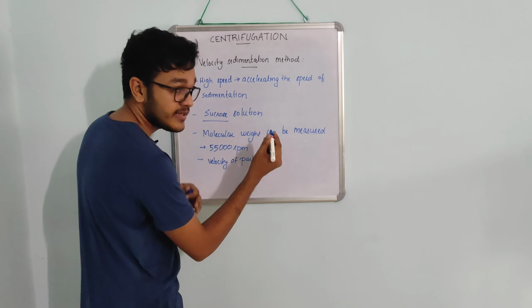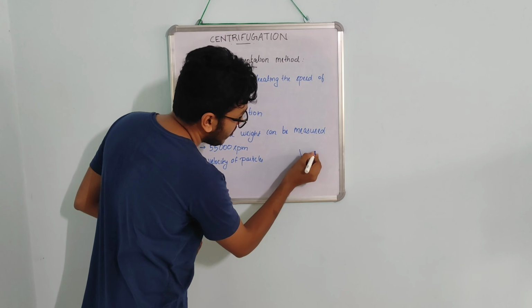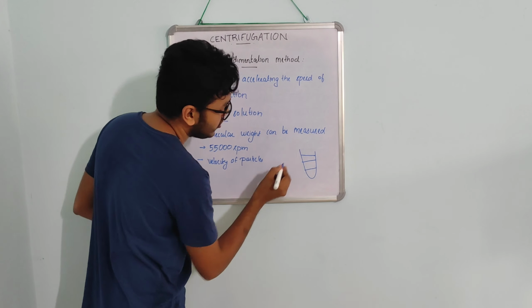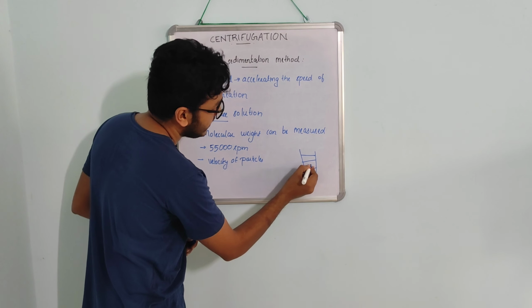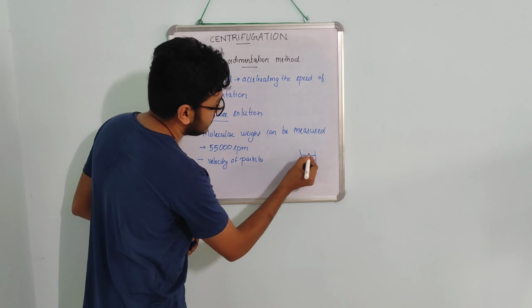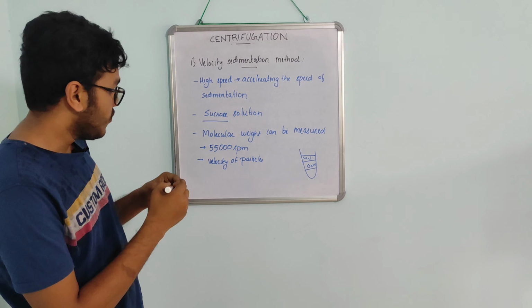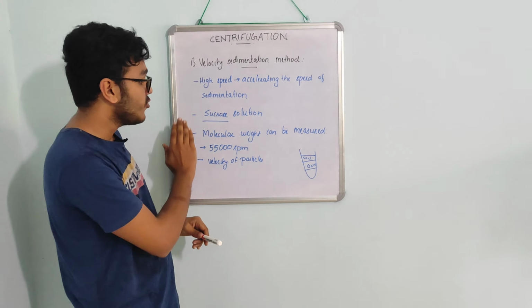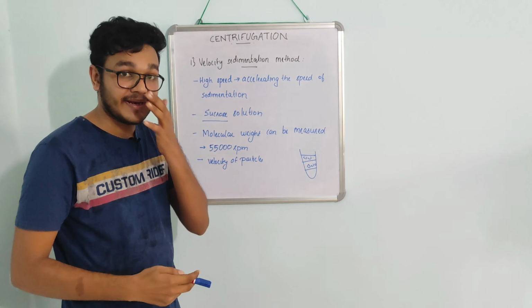As we have discussed before, if this is the density gradient solution, the particles are deposited at equilibrium densities by accelerating the speed. One advantage of this method is that you can actually measure the molecular weight of the particles.